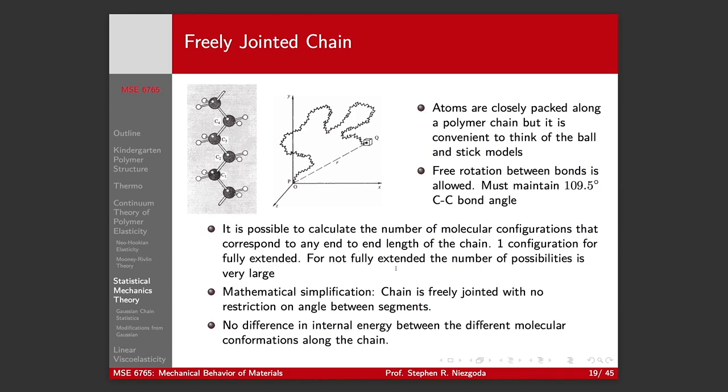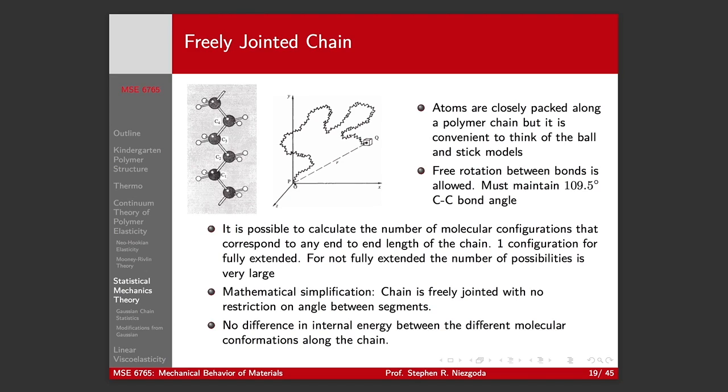Now, what we're eventually going to do is simplify this. We're going to assume that this chain is completely freely jointed, right? There's not going to be any restriction on the bond angle between, right? And what we want to do is calculate the number of molecular configurations.